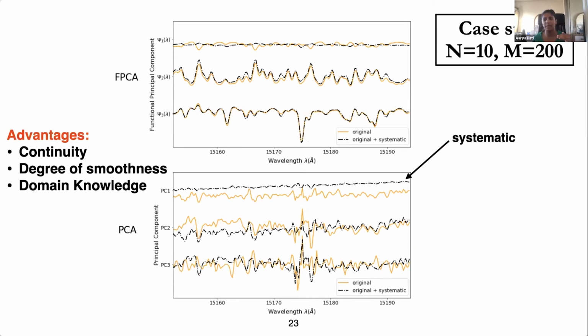And just to give you an example of how this works on a simple case study of just 10 spectra and 200 wavelengths, we find that the first 3 principal components for a case study like this is shown on the top for FPCA, and a similar thing is done for PCA, principal component analysis. And we find that this procedure does actually smooth out these noisy features quite significantly. And another thing we found is that if we simulate a systematic, so for example, here in black, we've simulated continuum normalization error, we find that FPCA is capable of removing that, but PCA is not.